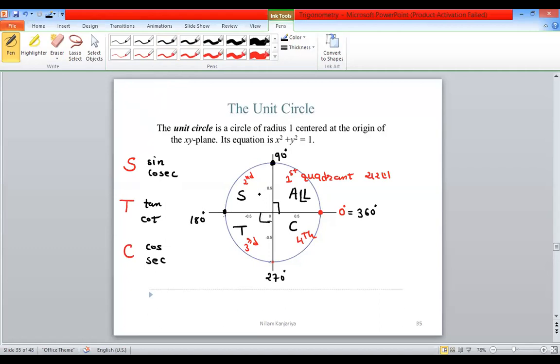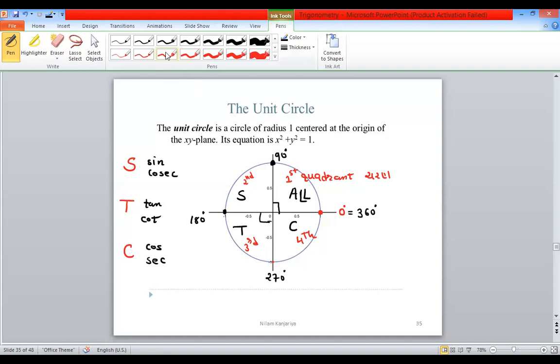Remaining are negative. If someone asks you your angle is in the first quadrant, that means all trigonometric functions give you a positive result. If someone says your angle is in the second quadrant, that means sine and cosec, the only two trigonometric functions, are positive, remaining are negative.